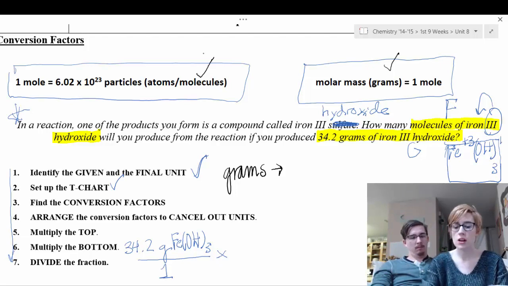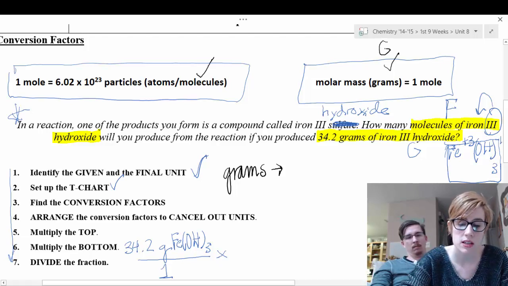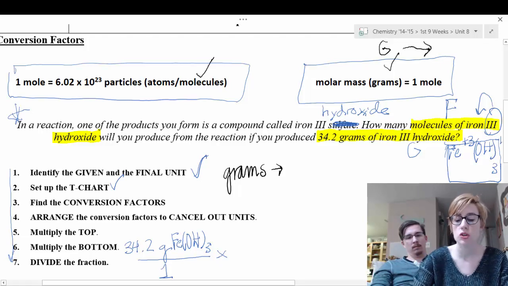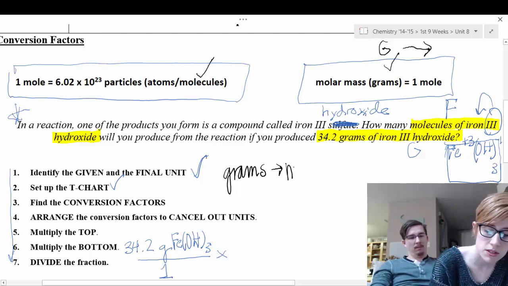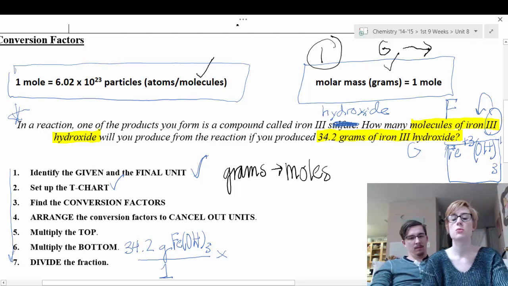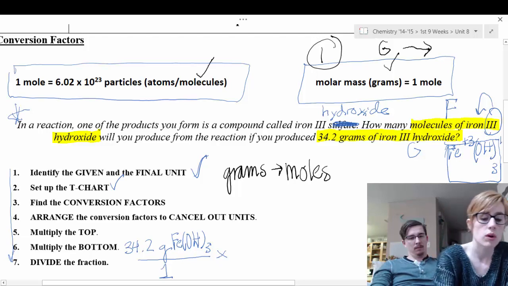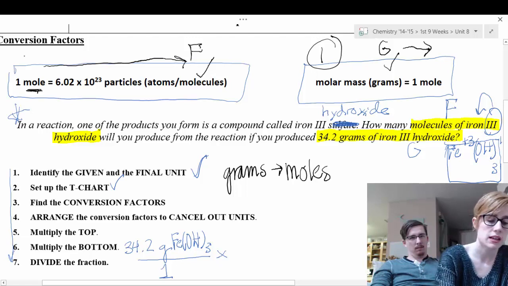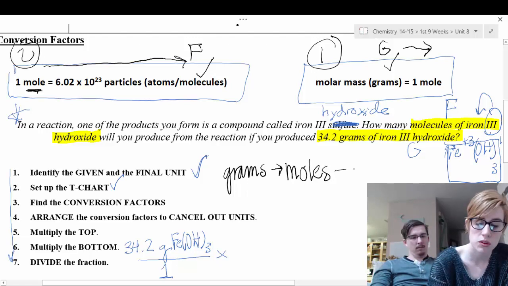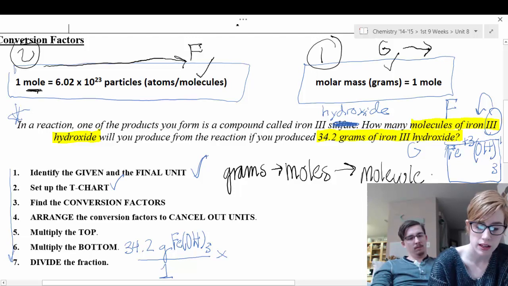Does that make sense? So if I'm starting here, if my given is here, what do I have to convert to before I can convert to molecules? Moles. So I'm going to go grams to moles, and I'm going to use this as my first conversion factor because it will get me from grams to moles. Once I'm in moles, I can use the second conversion factor to get me to molecules, which is my final unit. So this is my second conversion factor. So I'll go grams to moles with the first one, and then moles to molecules in my second one.